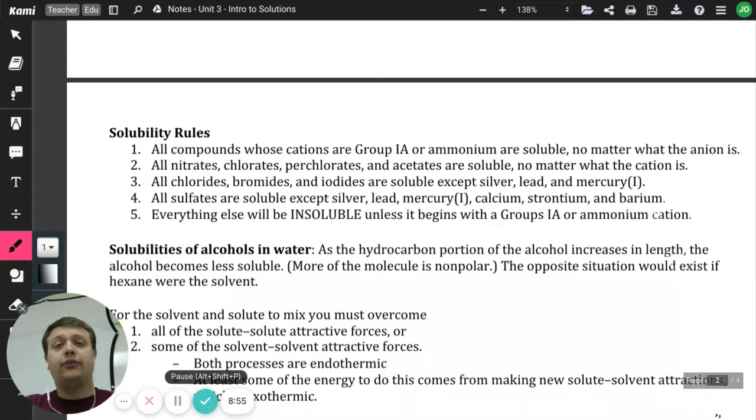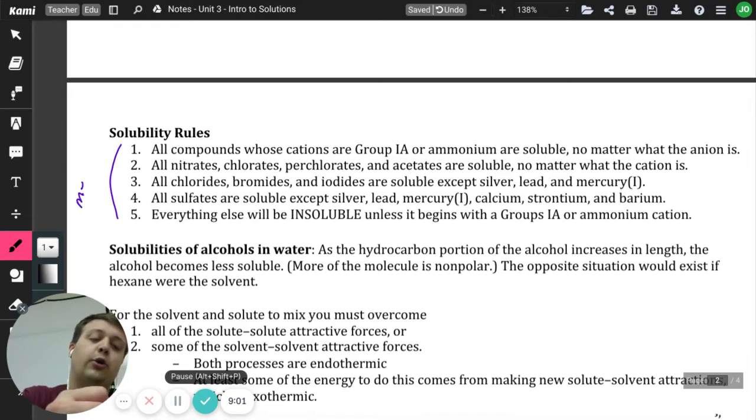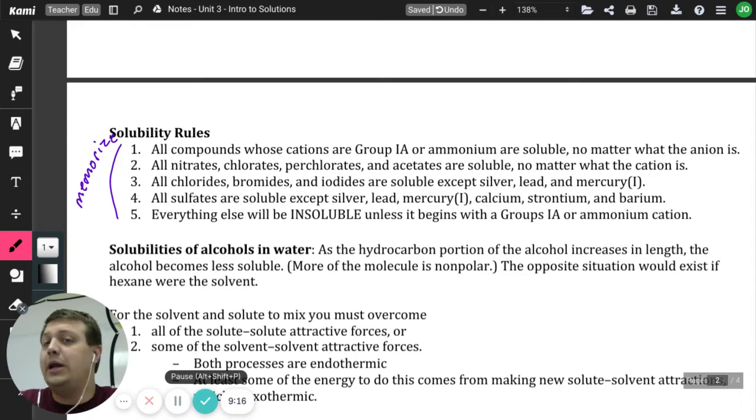Now, for this, we do need to keep in mind our solubility rules. And I would highly suggest that y'all go in and memorize these 5 rules, okay? So looking at this, our first rule says that all compounds whose cation has something from group 1 or ammonium are soluble no matter what.